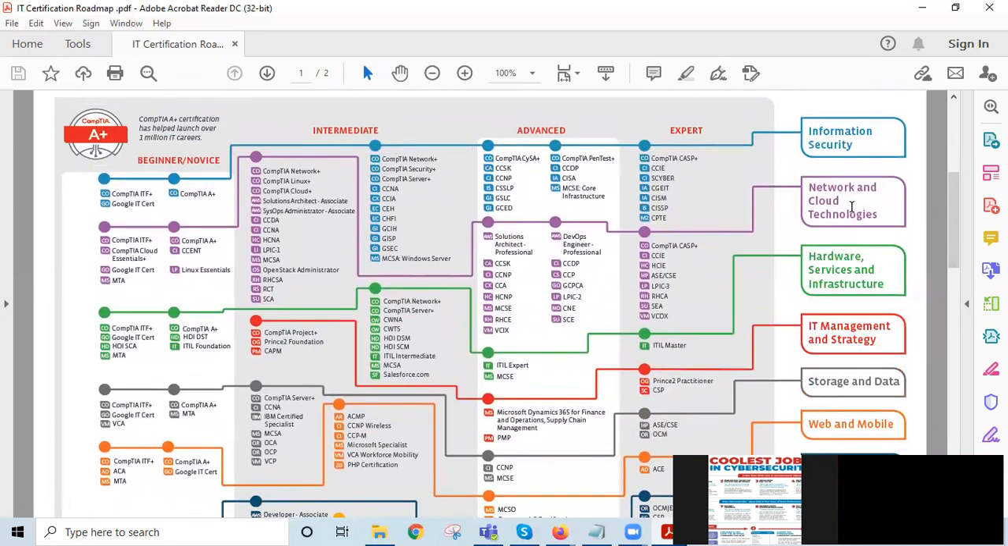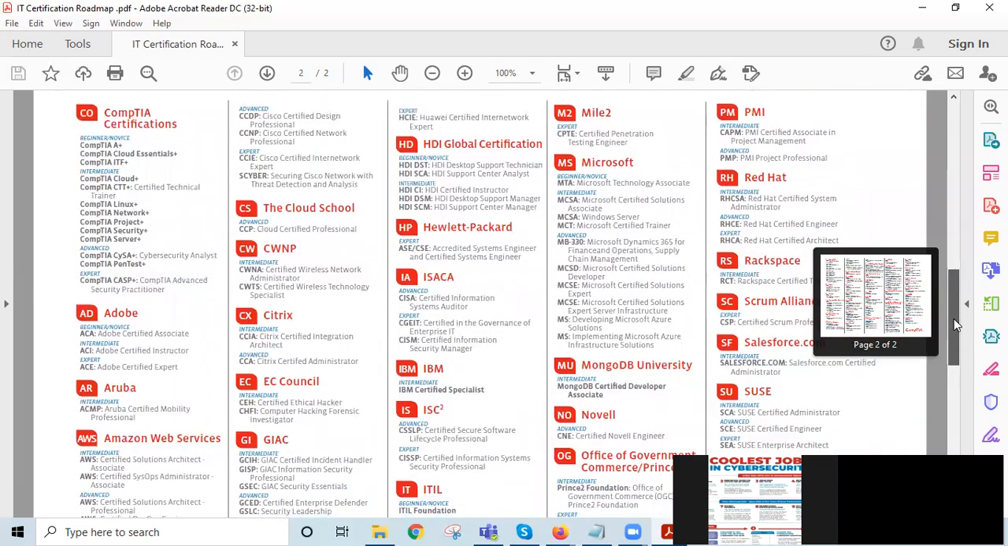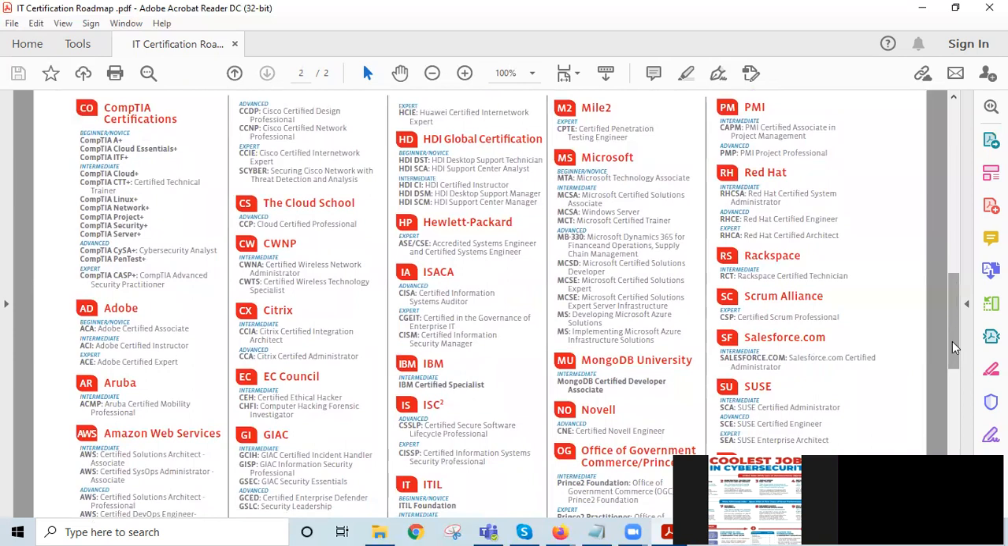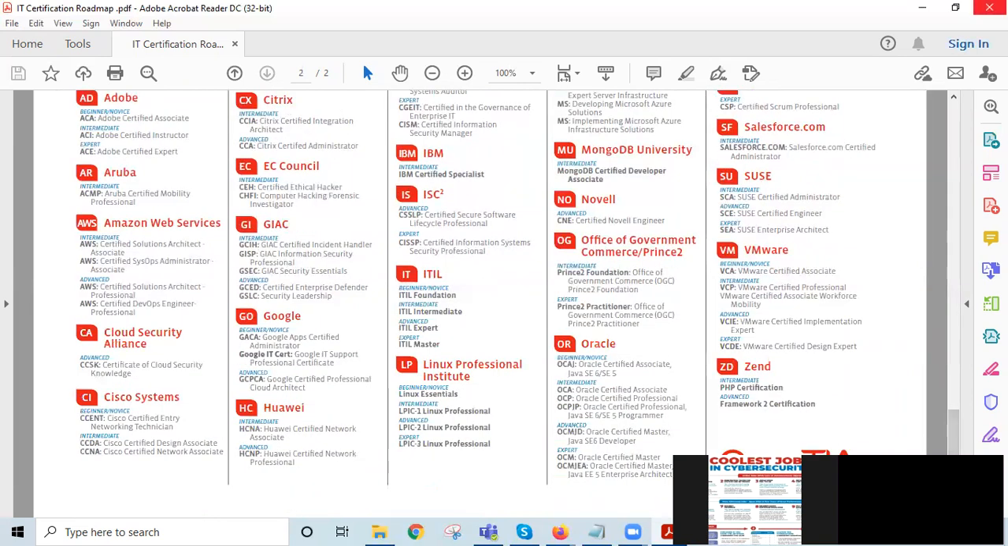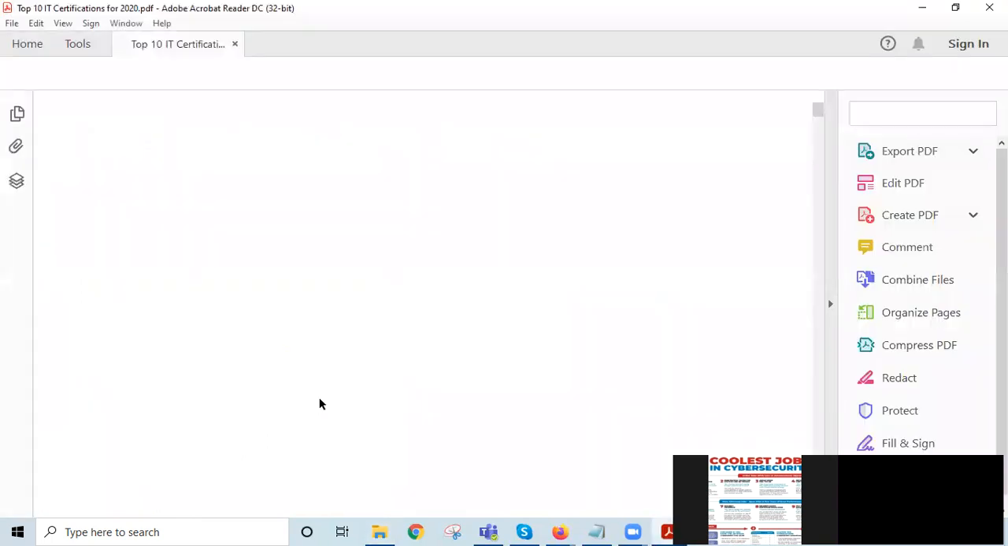So there are cloud networking, hardware, IT management, storage and data, web and mobile software development. You're going to find all the information about the security certifications there. Okay, that's where to go. So you have created the things. Then I'm talking about more important information to you here today.